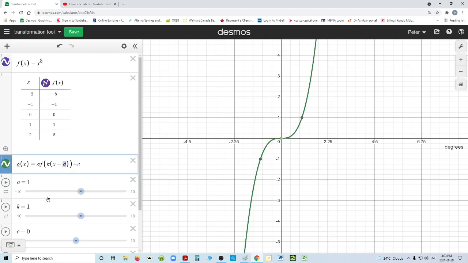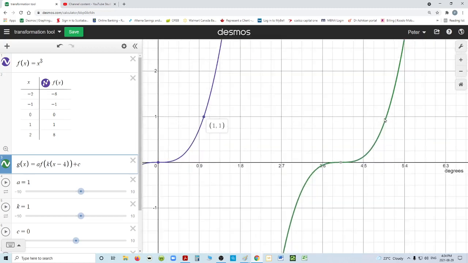So if I add a 4 here, it won't move to the left by 4, it will move to the right by 4. So the new graph is 4 to the right. So if I add 4 to my x values, I should find the same value here at 5, 1. And sure enough, if I zoom in especially, I will find it at 5, 1. So there we go, 5, 1.